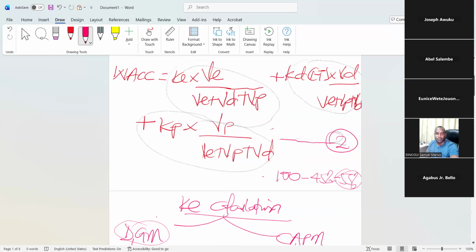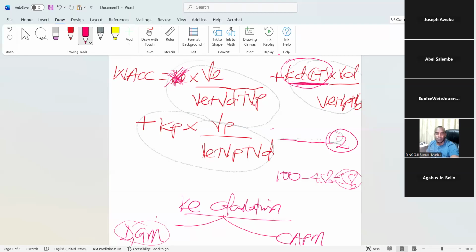Then we can say that this KE here is dead and gone. We know how to calculate it. Now we come to KD, the cost of debt. This KD(1 minus T) is telling us that this is the cost of debt after tax. Anytime you see 1 minus T, that means that you have subtracted tax from it.